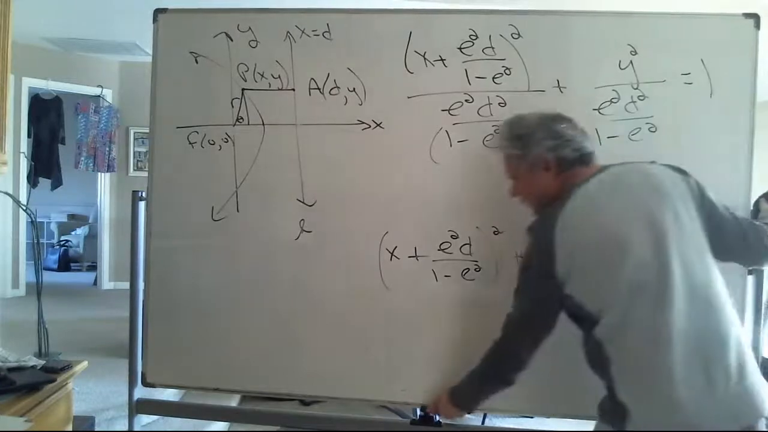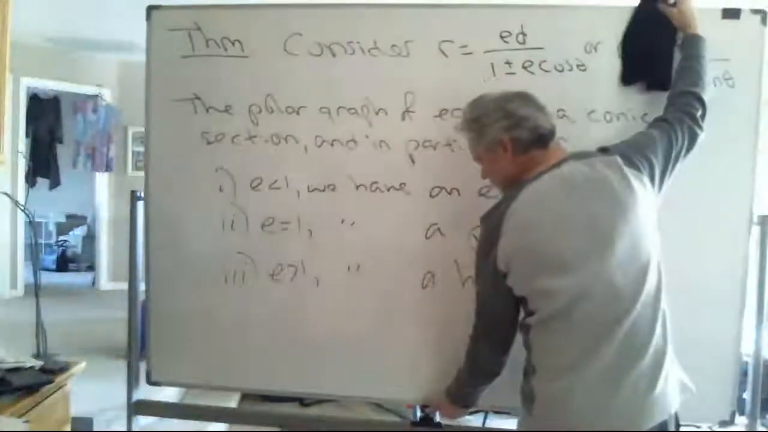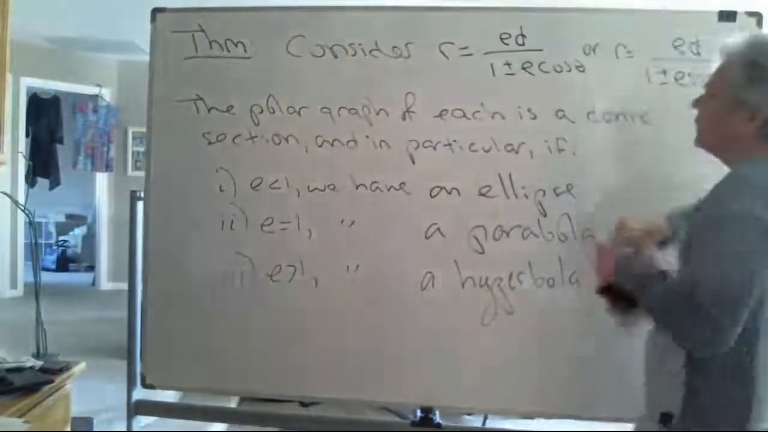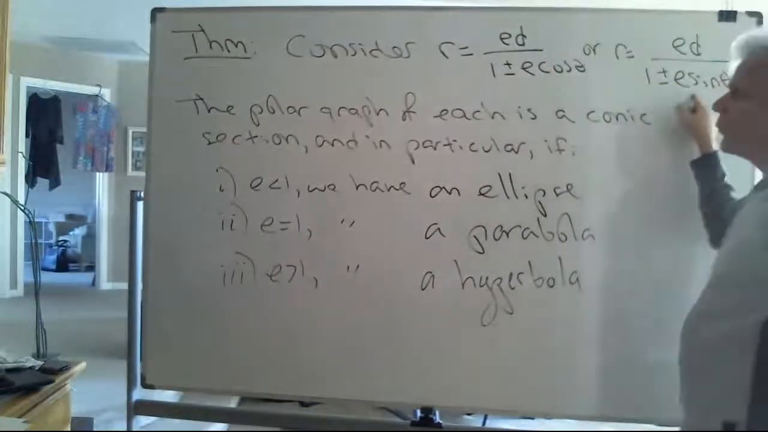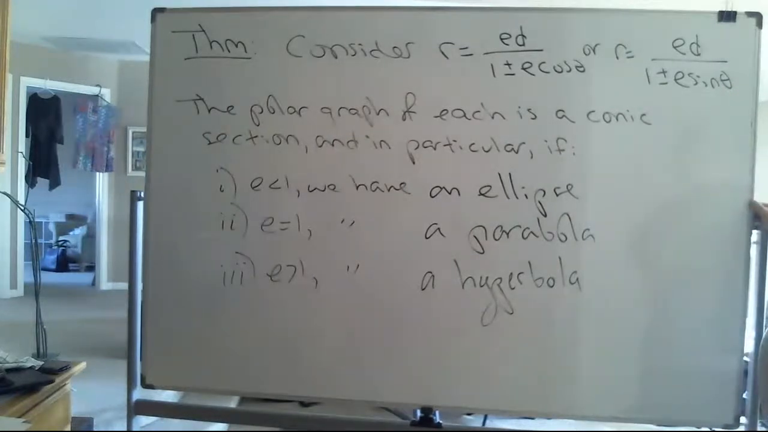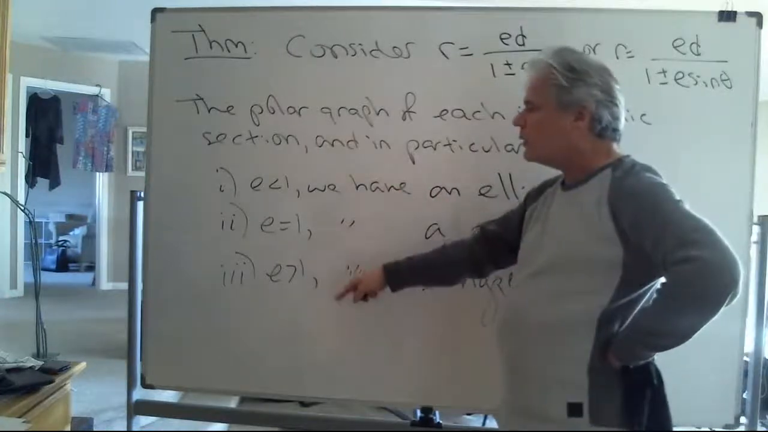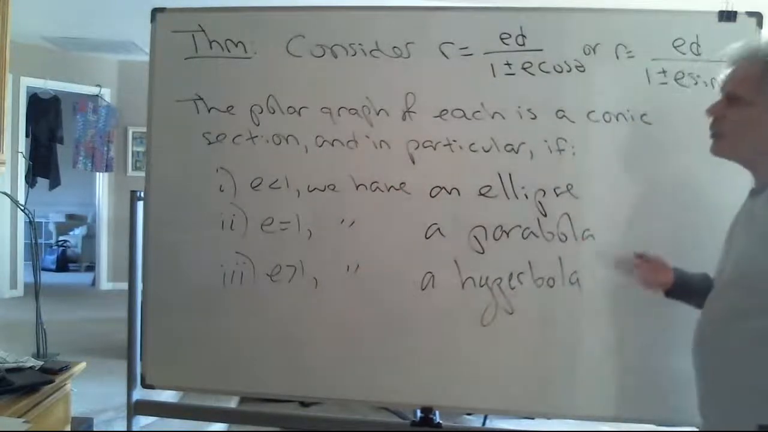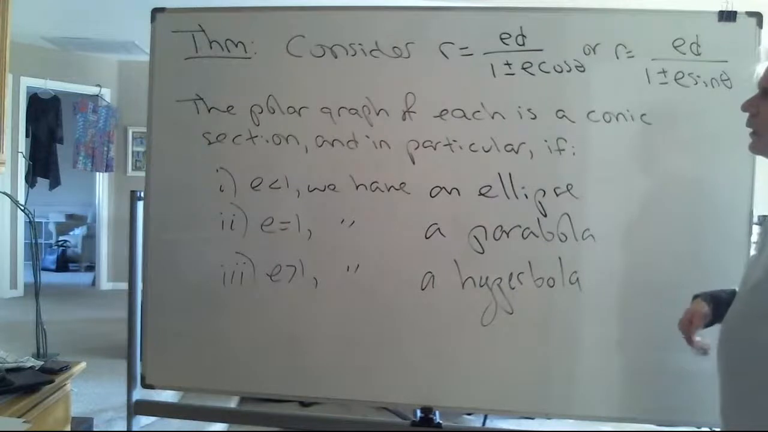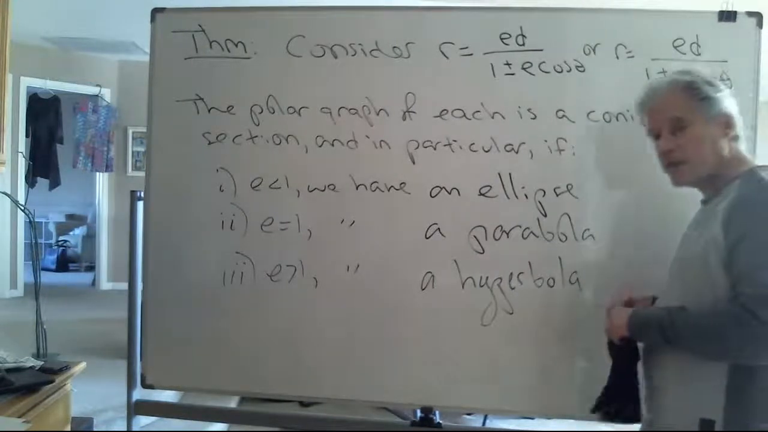So how about if I say it this way? Consider an equation of this form or this form. There are 4 different forms. The polar graph of each of these is a conic section. And in particular, if e is less than 1, equal to 1, or bigger than 1, I have an ellipse, a parabola, or a hyperbola, respectively. So I've just proven that an equation of one of these 4 forms gives me one of those conic sections.